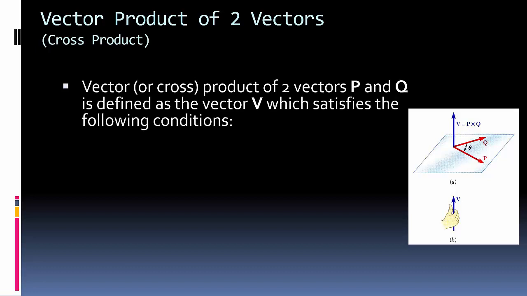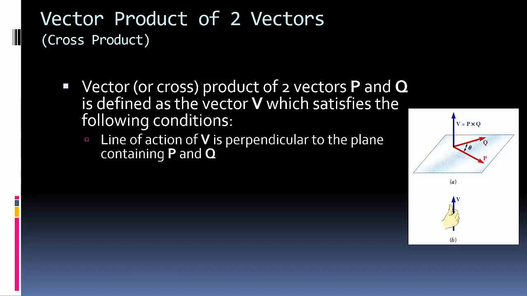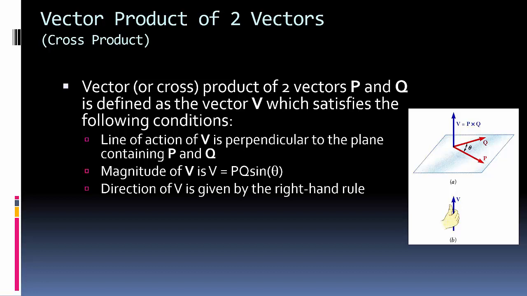A vector product of two vectors, P and Q, is defined as a vector V if the vector V satisfies the following conditions. This is how it's defined. A, the line of action of V is perpendicular to the plane containing P and Q. So for a cross product, the vector is always perpendicular to the plane containing the two vectors. B, the magnitude of V is PQ sine theta. So it's the magnitudes of the two vectors times the sine of the angle between the two vectors. And lastly, it has a given direction, and that direction is given by the right-hand rule.